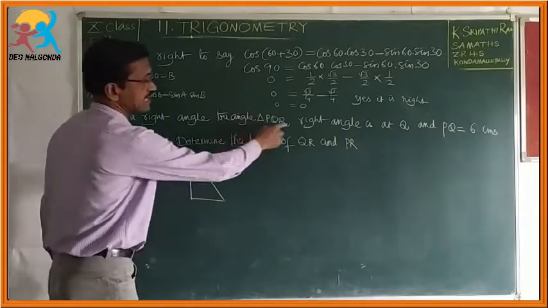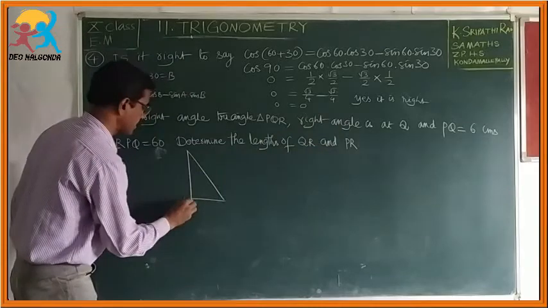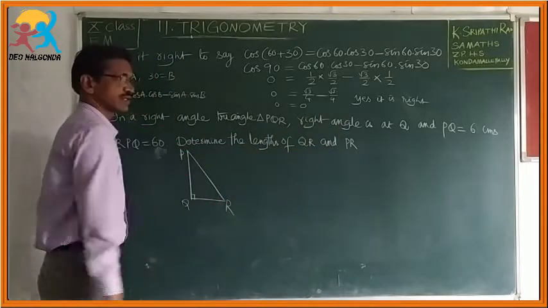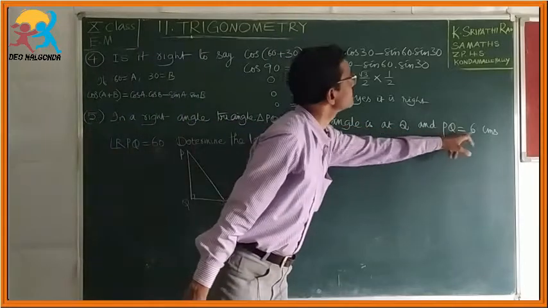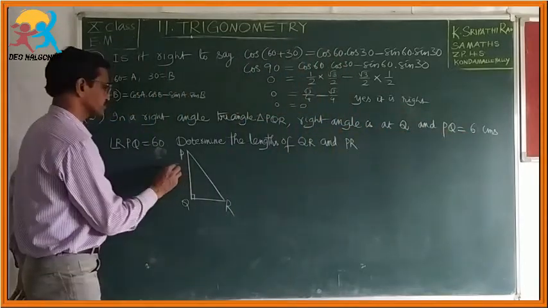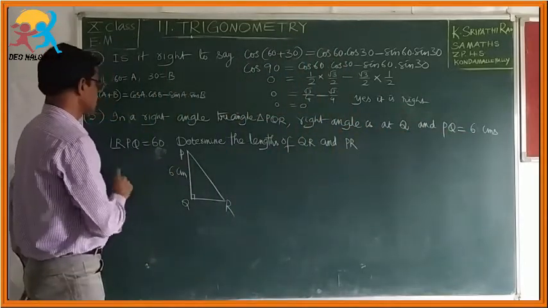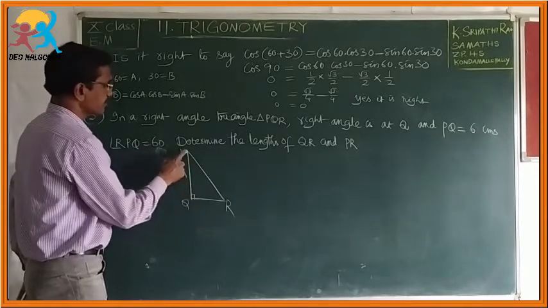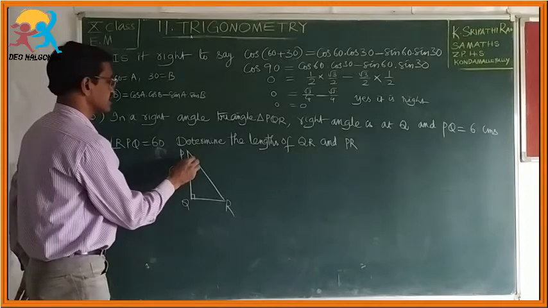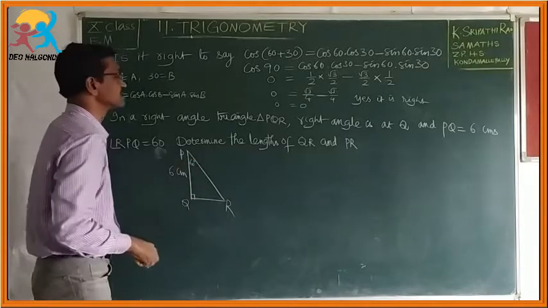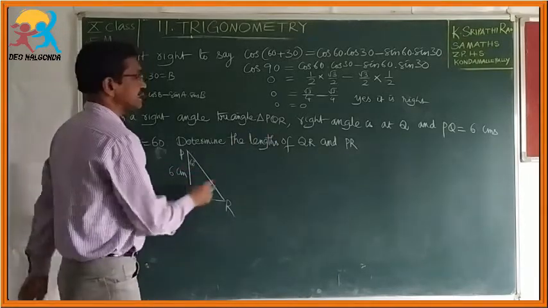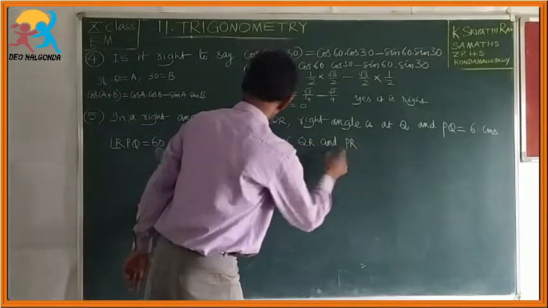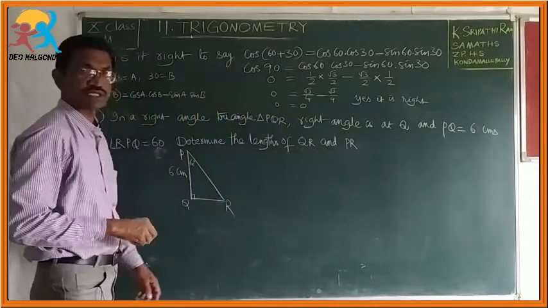Here right angle is at Q, so you write here Q. Here right angle. Here P. Here R. Now PQ is equal to 6 centimeters. This is 6 centimeters. RPQ is 60, here 60 degrees. Then we have to find out the lengths of QR and PR. We have to find out the values.